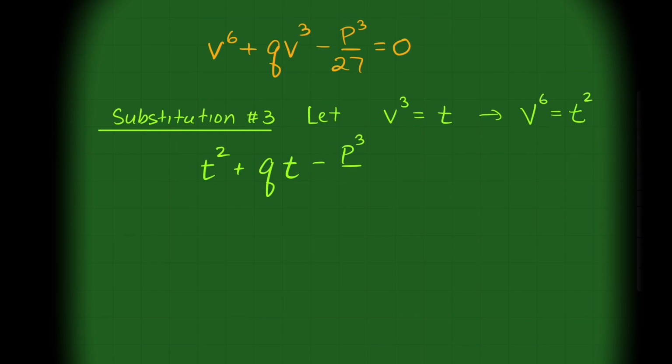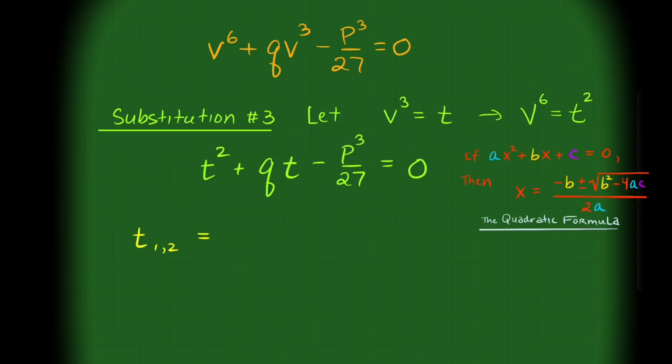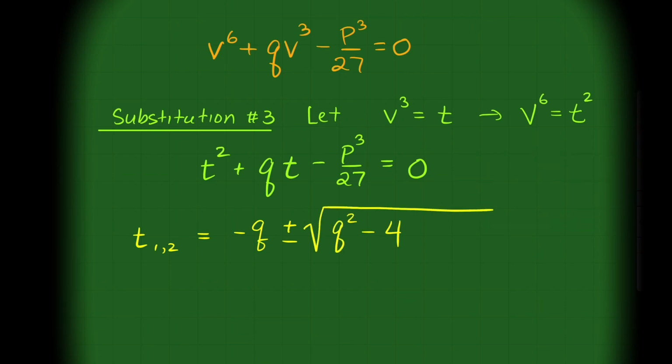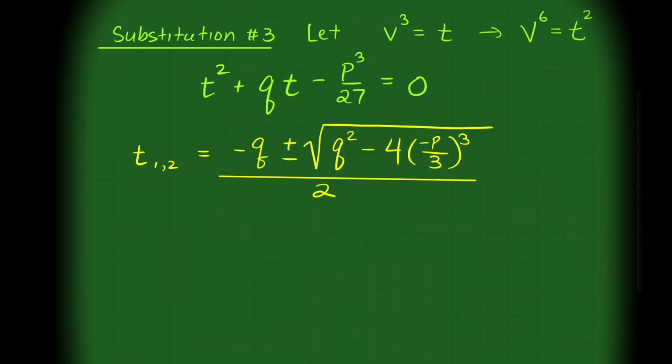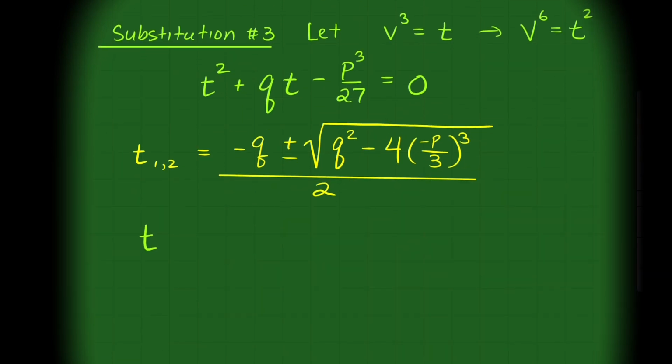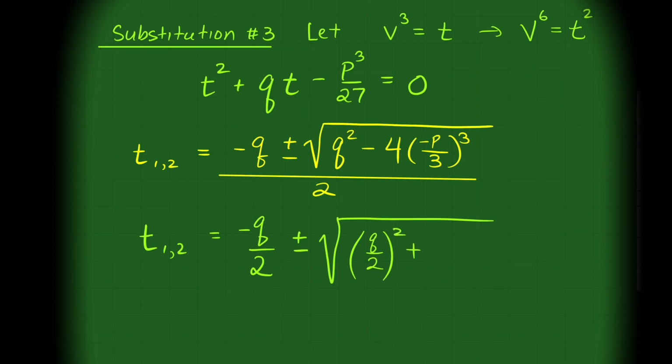Substituting this into this equation, we get t squared plus qt minus p cubed over 27 equals 0. Now that's a quadratic equation which we can use the quadratic formula to solve for. And we get negative q plus or minus the square root of q squared minus 4 multiplied by negative p over 3 cubed, all over 2. And we can clean that up a little bit nicer by absorbing the 2 into the square root and simplifying the term. So we get negative q over 2 plus or minus the square root of q over 2 quantity squared plus p over 3 quantity cubed.